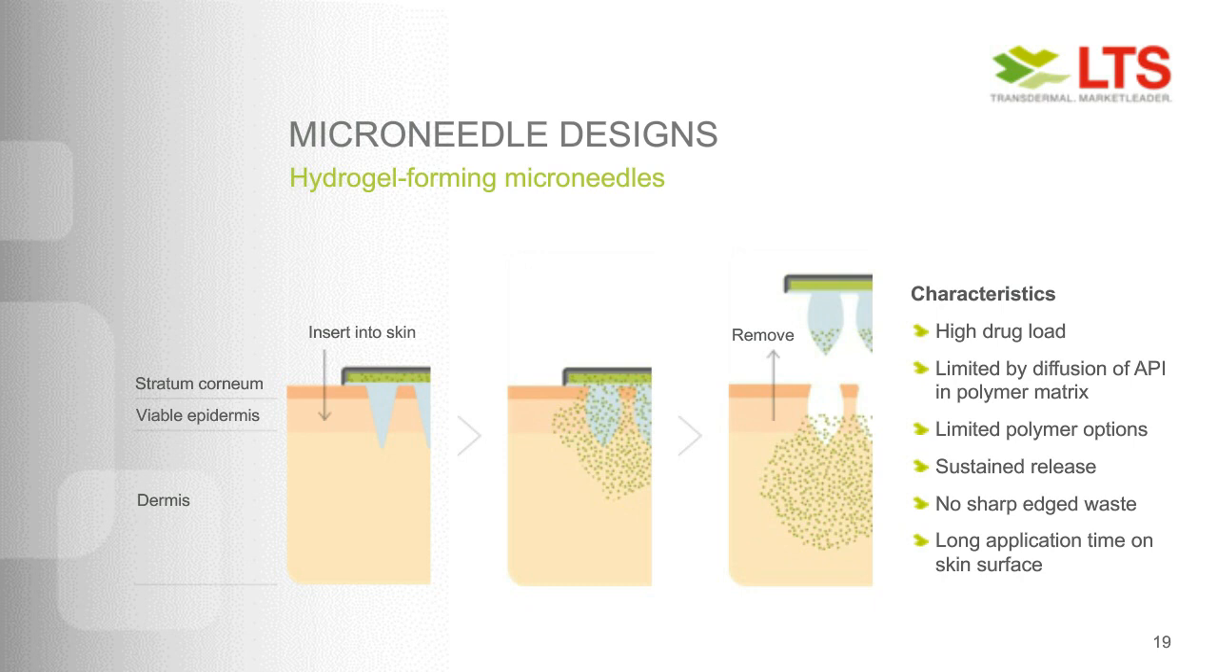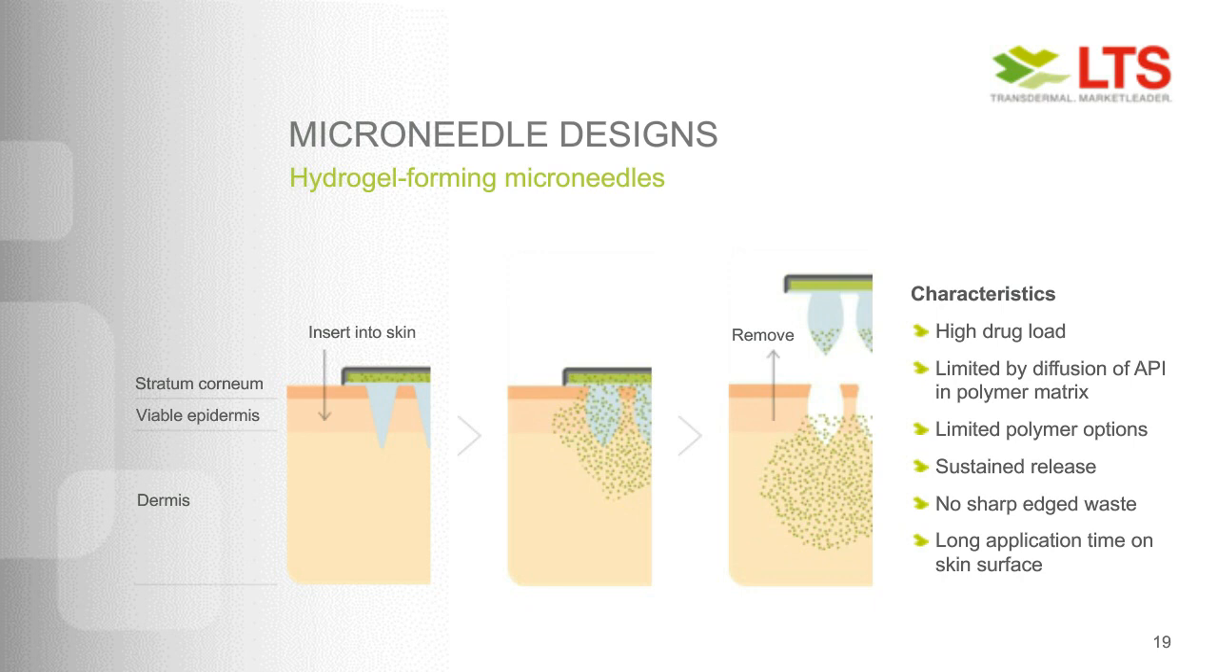So there's just the API, not the excipient, which is actually left in the skin at the end. The reservoir gives you a high drug load, but the API still has to move in this polymer. You have limited polymer options, because hydrogels which are so coherent that you can pull them out are not so easily done. You have sustained release characteristics. You have no sharp-edged waste, but typically you have a long application time on the skin surface, because these systems aim for sustained release, actually.